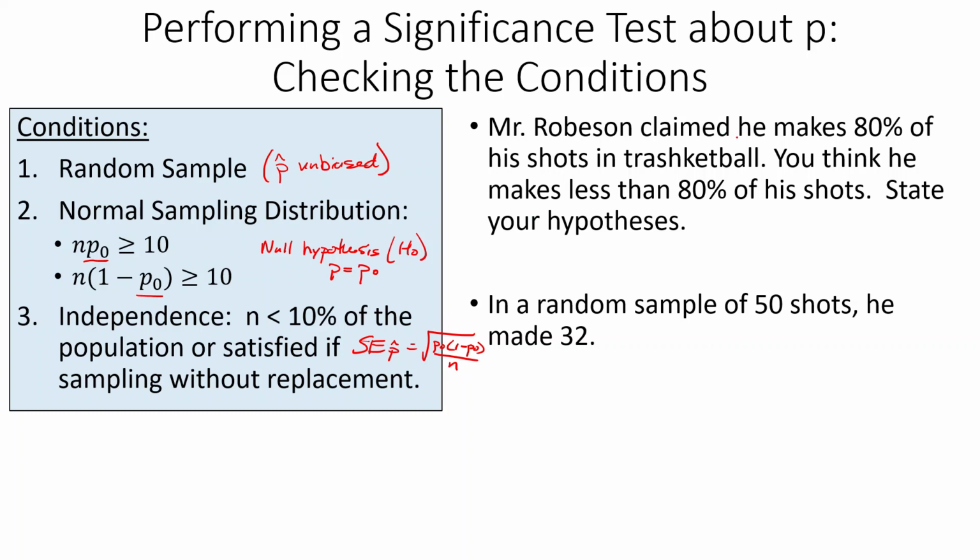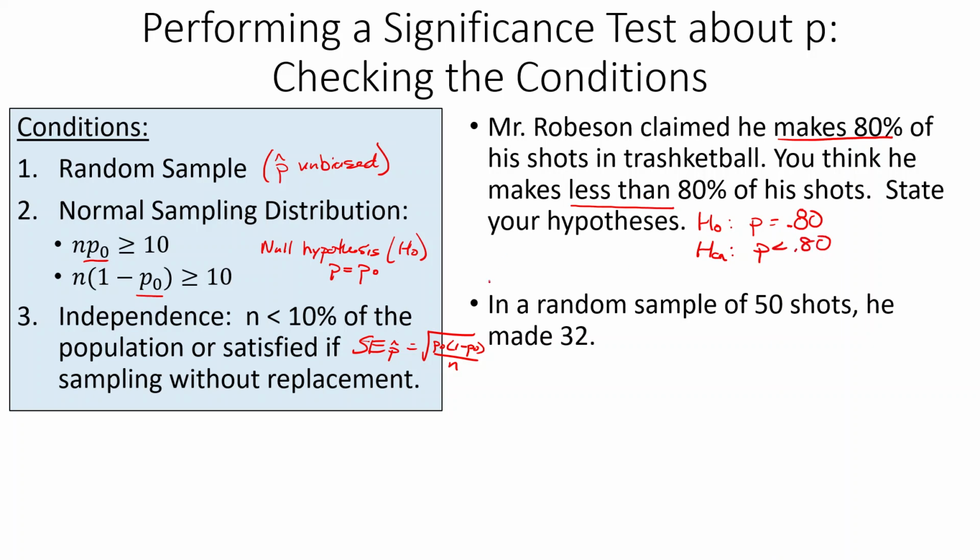All right, so here's an example. Mr. Robeson claimed that he makes 80% of his shots in Trashketball. You think he makes less than 80% of his shots. Less than. State your hypotheses. Our null hypothesis would be, well, you just go with what I told you, that I make 80%. Whether you believe me or not, whether I'm trustworthy or not, that's what we're going to start out with. Our alternative hypothesis, HA, it specifically says less than, will be less than 80.